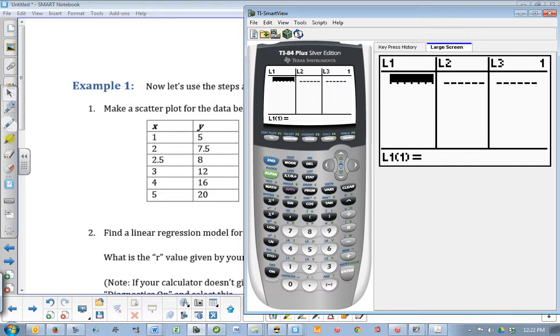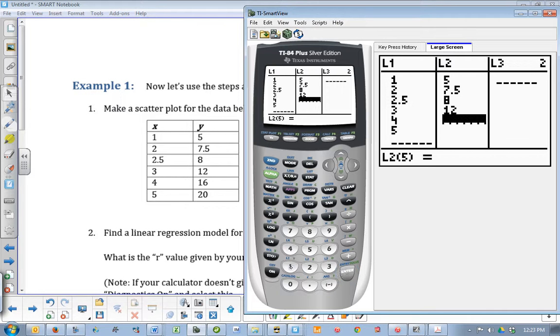So let's enter the x's in here: 1, 2, 2.5, 3, 4, and 5. So we enter that data in there. Then we enter the y's in our second column. And then we've got them all entered there. So we've entered our x's and y's, so the calculator understands that.